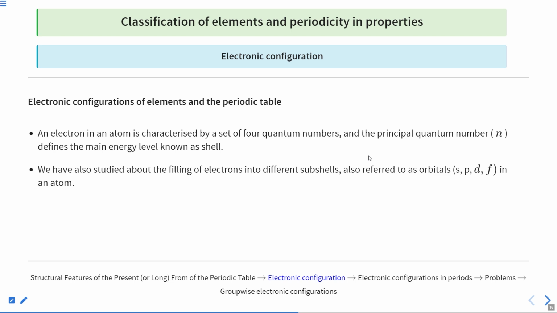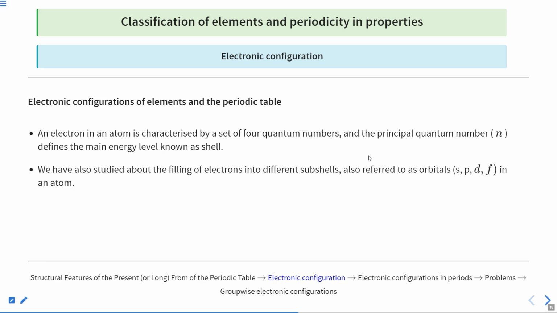Next is the electronic configuration of elements and the periodic table. Now we will talk about electronic configuration. An electron in an atom is characterized by 4 quantum numbers, which are the principal quantum number, azimuthal quantum number, spin quantum number, and magnetic quantum number. But the shell in which the electron goes is decided by the principal quantum number, n. n can be 1, 2, 3, 4, up till infinity.